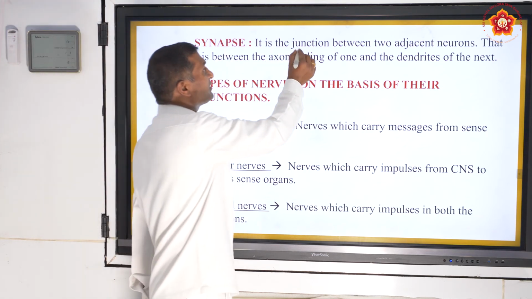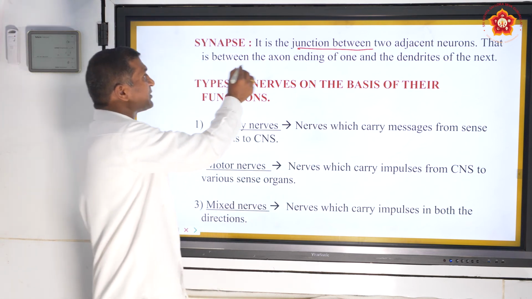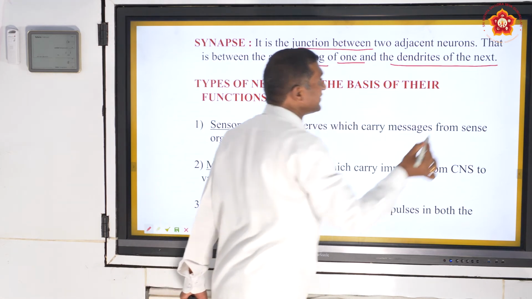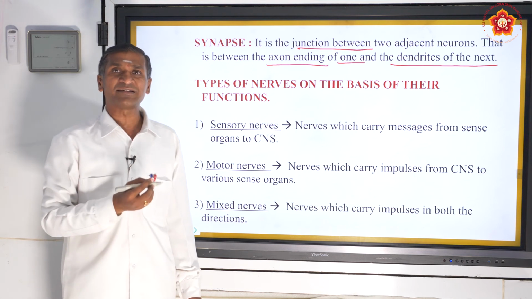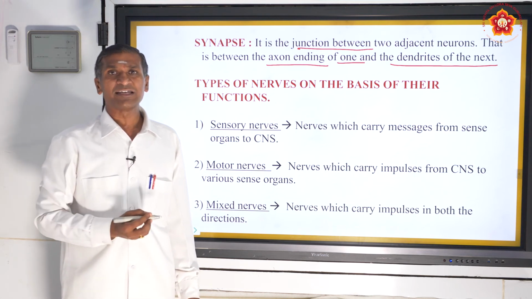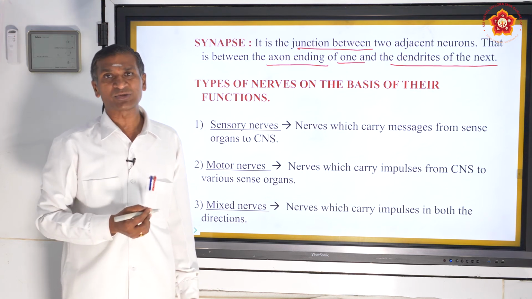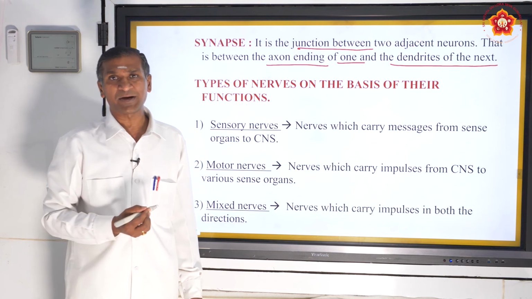It's a junction between 2 adjacent neurons, that is between the axon ending of one and the dendrites of the next. The function of the synapse is just the transferring of the impulses from one neuron to another neuron, so that this response and stimulus reaches the target part of the body.